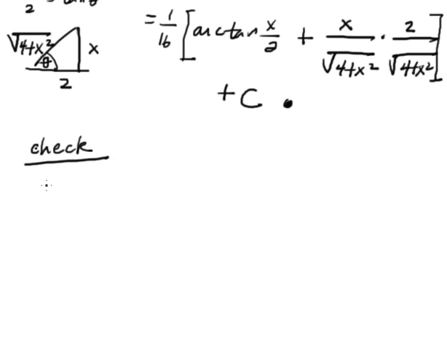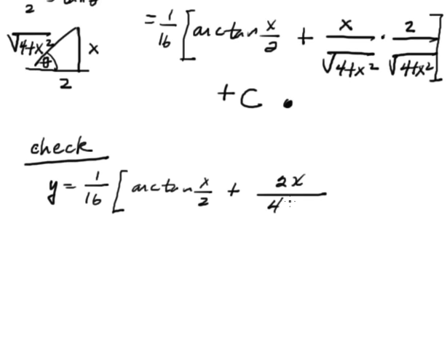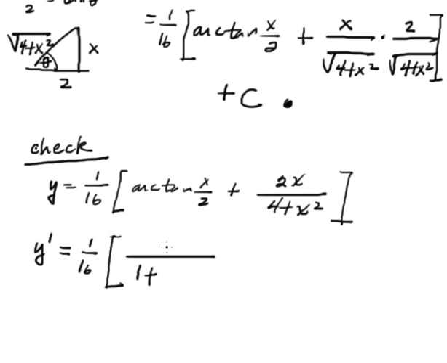So we're going to write y is equal to 1 over 16 arctan x over 2 plus, and here I'll just multiply that out, 2x over 4 plus x squared. Multiply those two radicals together. So we're going to take the derivative. So here we have y prime. Okay, so I'll keep the 1 over 16 on the outside. The derivative of arctan, that's 1 plus in the denominator, this thing squared, that's x squared over 4. The derivative of x over 2, that's 1/2 here in the numerator.